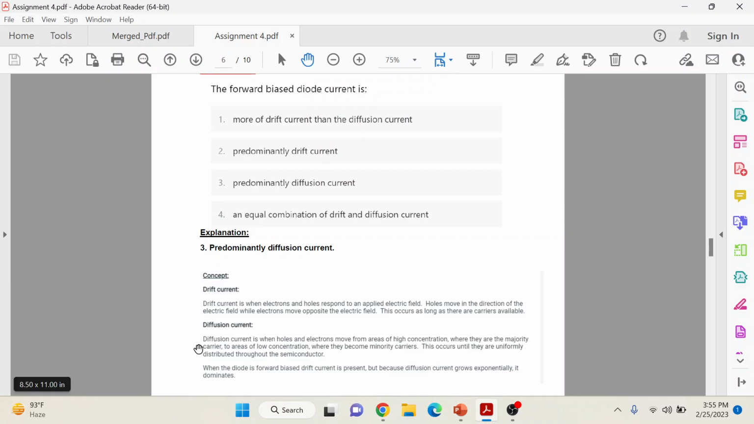Now when does the diffusion current happen? We know by the definition of diffusion, holes and electrons move from the areas of their higher concentration, where they are majority carriers, to the areas of their lower concentration, where they become minority carriers. This occurs until they are uniformly distributed throughout the semiconductor. When the diode is forward biased, drift current is present, but because diffusion current grows exponentially, it dominates. That means yes, there is a presence of drift current, but as the diffusion current grows exponentially, it dominates.